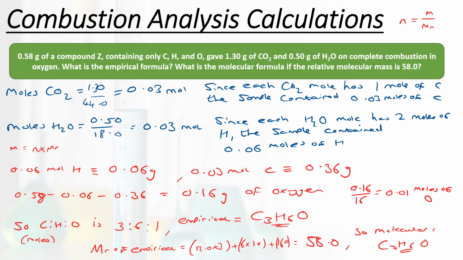So we have 3 carbons, so 3 times 12. Remember that atomic masses are given to 1 decimal place, like molecular masses are, so 12.0 times 3, plus the 6 hydrogens, and then plus the oxygen, which is 16, gives us 58.0. And so 58.0 divided by 58.0 is 1. So that tells us there is 1 unit of our empirical formula in our molecular formula, i.e. they are the same formula. So the molecular formula is also C3H6O.